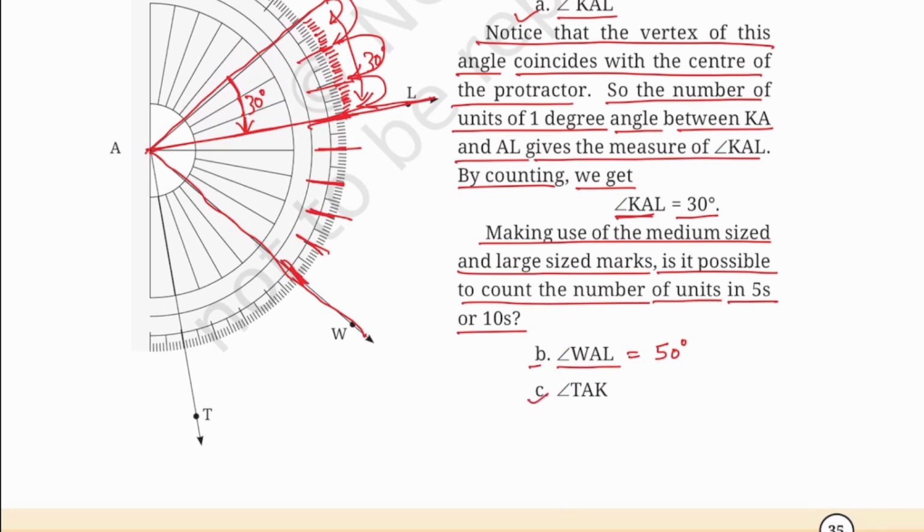Similarly, see angle TAK, that is T, A and K, the bigger one, this one. Count it. 1, 2, 3, 4, 5, 6, 7, 8, 9, 10, 11, 12. 12 into 10, that is 120. That means 120 degree.